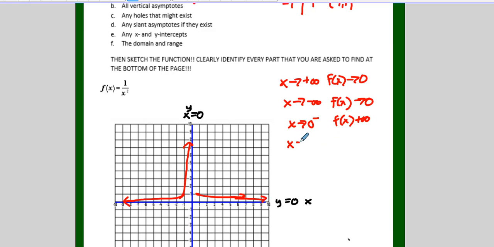Then as x approaches 0 from the right, that's going to be 1 over a tiny positive squared, which is a tiny positive, so this is going to go like this, and you're going to get a graph that looks like this. This goes to positive infinity.